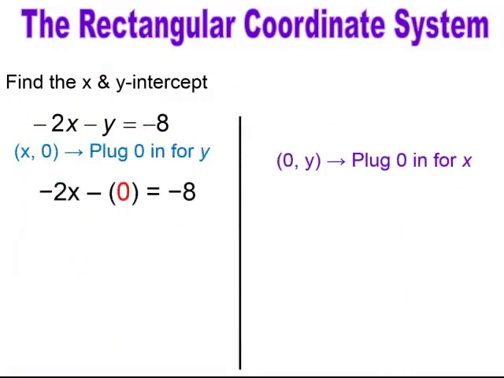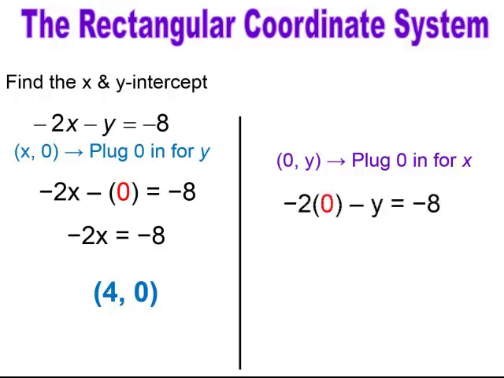So again, for the x-intercept, I plug in 0 for y, and I end up having negative 2x equals negative 8, and I get (4, 0) as the ordered pair. For my y-intercept, I plug in 0 for x, I'm left with negative y equals negative 8, and I solve for y, I get y equals positive 8, and the ordered pair would be (0, 8). So please remember to write your solution, your intercepts, as ordered pairs.